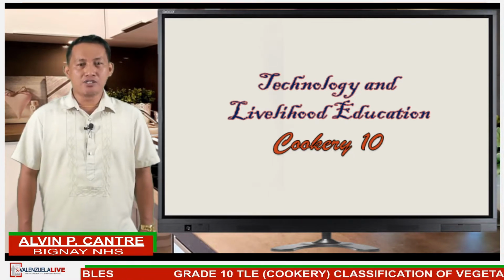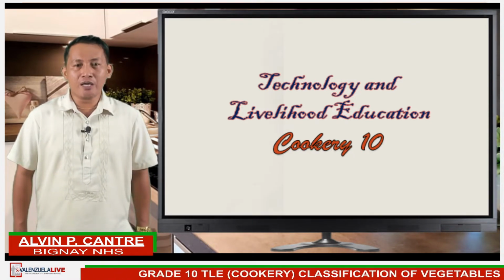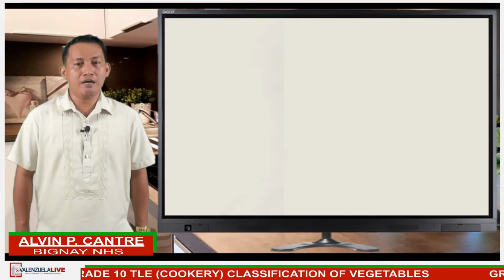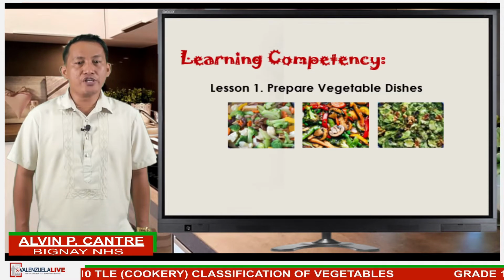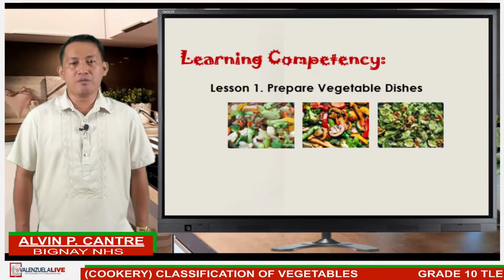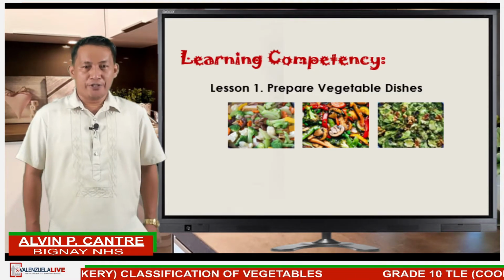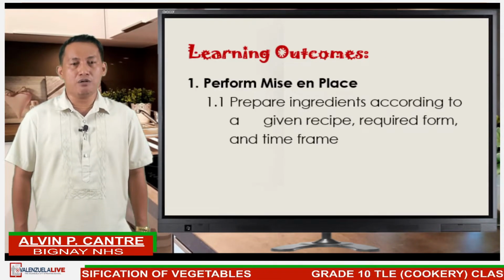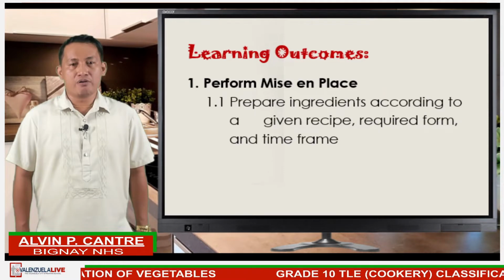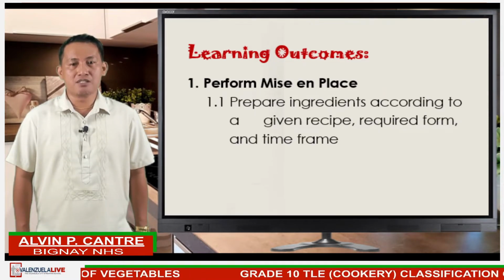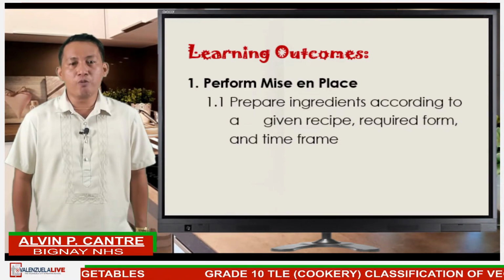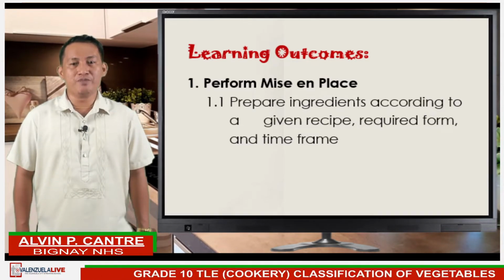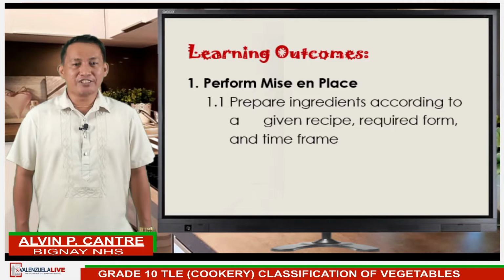To start our lesson, allow me first to give you an idea of the competency expected of you to develop at the end of the lesson, which is to prepare vegetable dishes. Furthermore, the learning outcome of today's lesson are as follows. 1.0. Perform mise en place. With a sub-skill of 1.1, prepare ingredients according to given recipe, required form, and time frame.